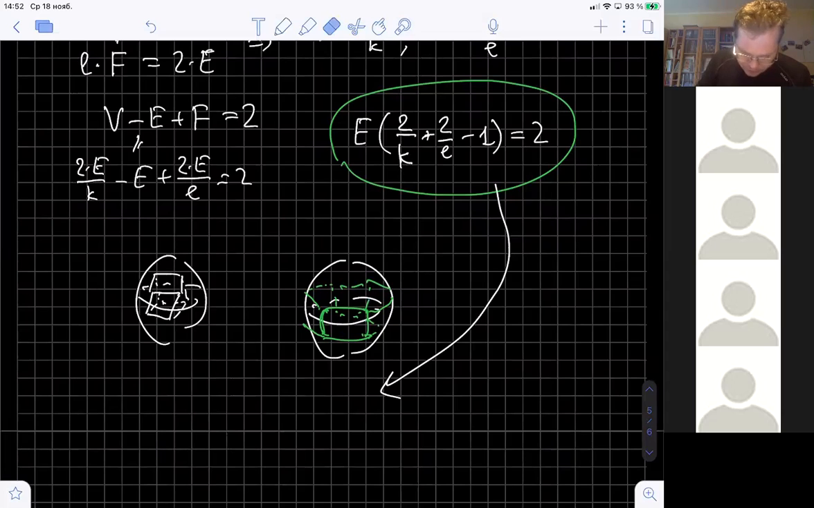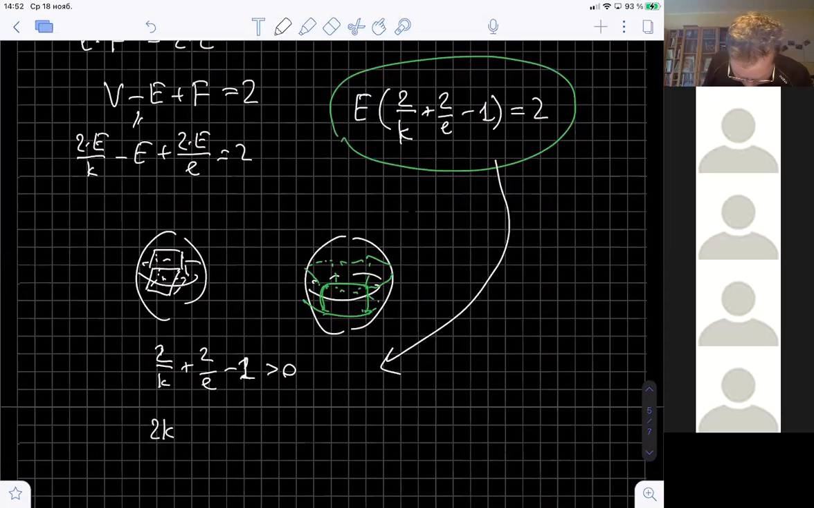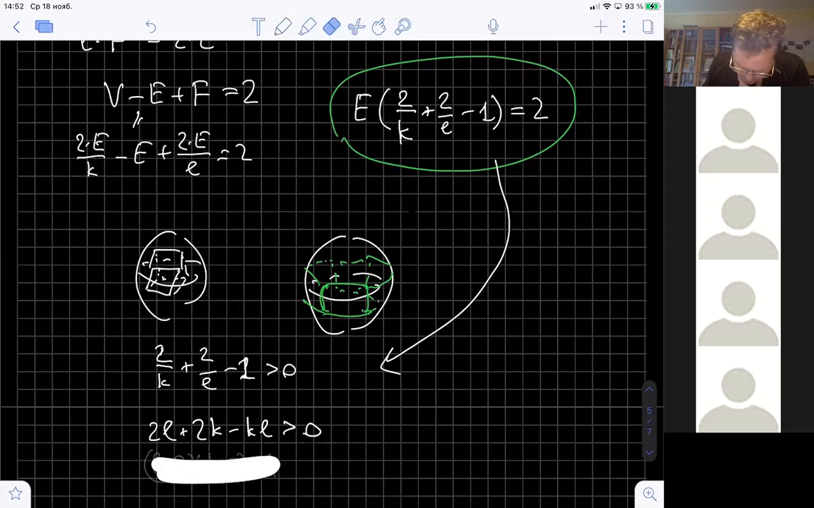So what we get from this? The first one is that 2 over k plus 2 over l minus 1 must be positive. This means that if we multiply by kl, then we get that the inequality 2l plus 2k minus kl is positive. And we can write this as (l minus 2) times (k minus 2) minus 4. No, not this. (2 minus l) times (2 minus k).